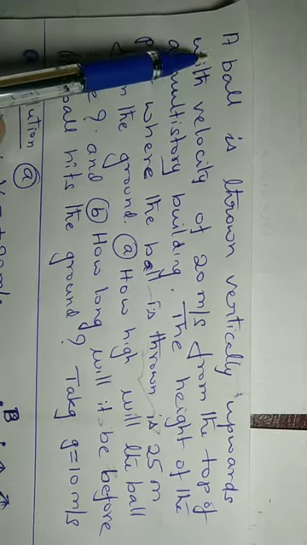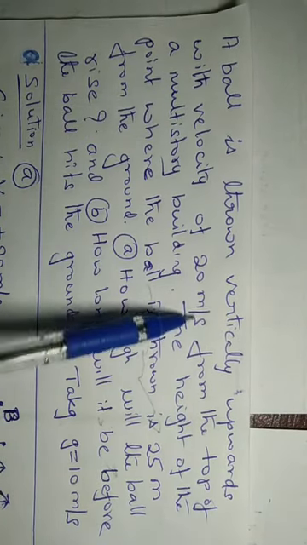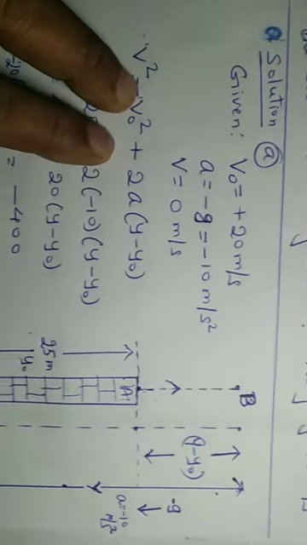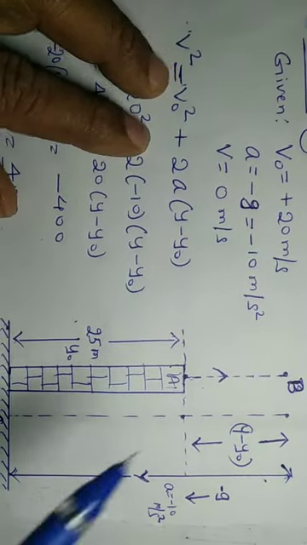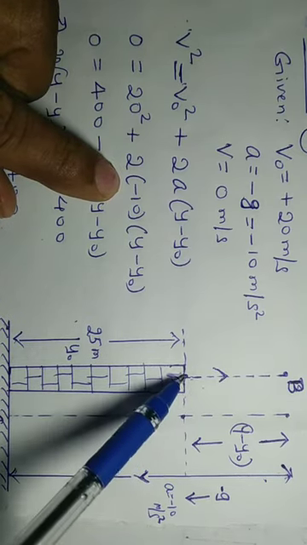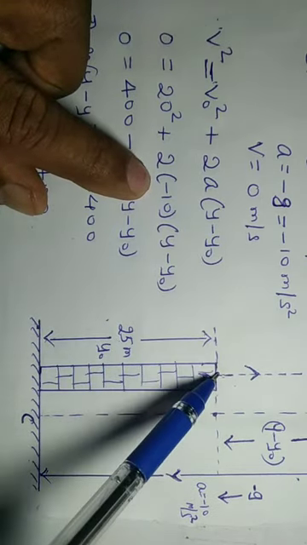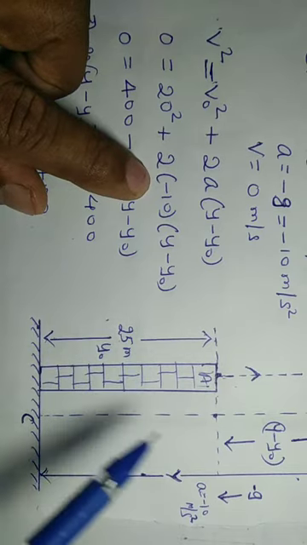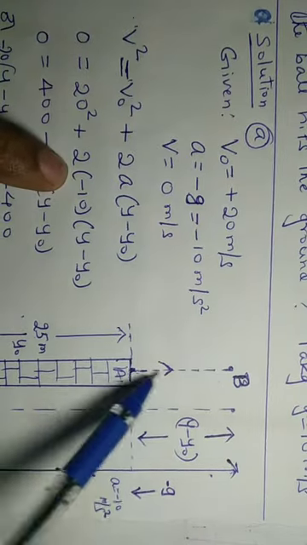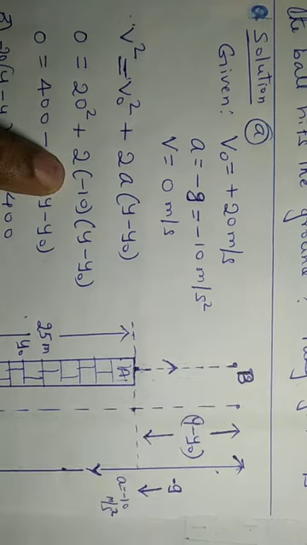Okay. See once again the question. A ball is thrown vertically upwards with a velocity of 20 meter per second from the top of a multi-story building. So see this diagram. Let us assume a boy is standing on a multi-story building here. He is at a height 25 meter from the ground. He is standing at this point A. He is throwing a ball vertically upward. So the ball reaches the point B.